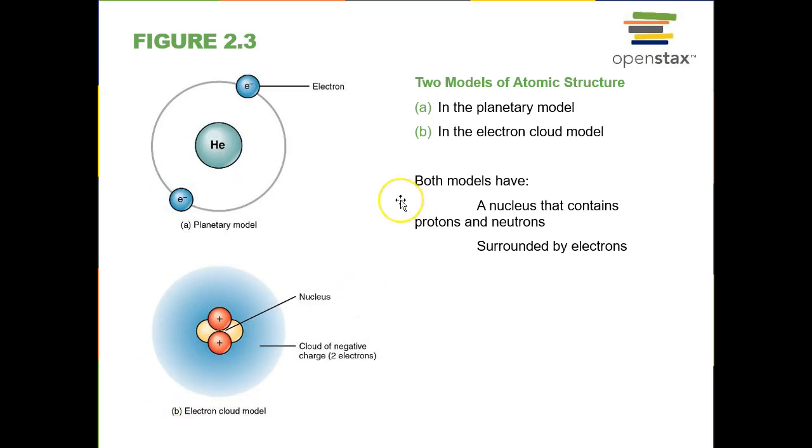There are different ways to illustrate atoms. We are going to use this planetary model because it's a little bit easier to understand, especially when it comes to counting electrons. The electron cloud model or orbital model is a little bit more accurate in terms of how electrons are actually physically arranged in an atom, but it doesn't help us understand things, so we're going to stick to this planetary model here.